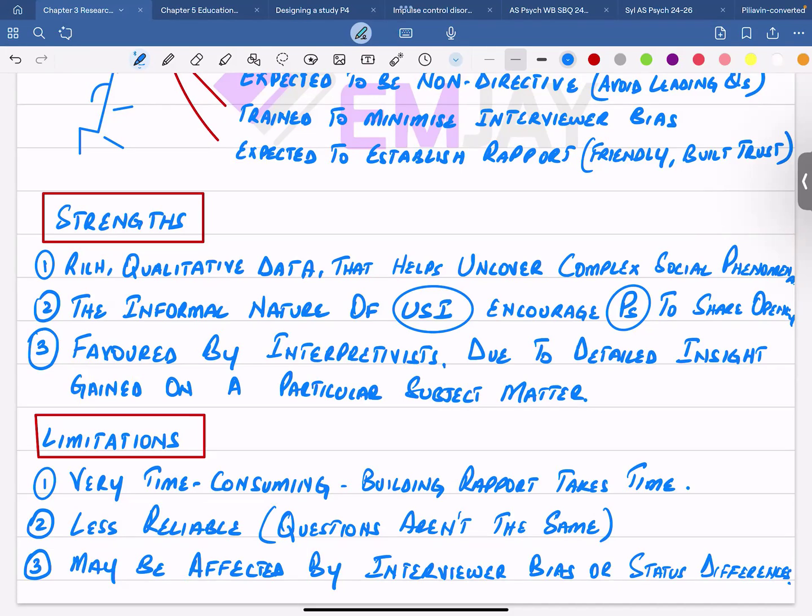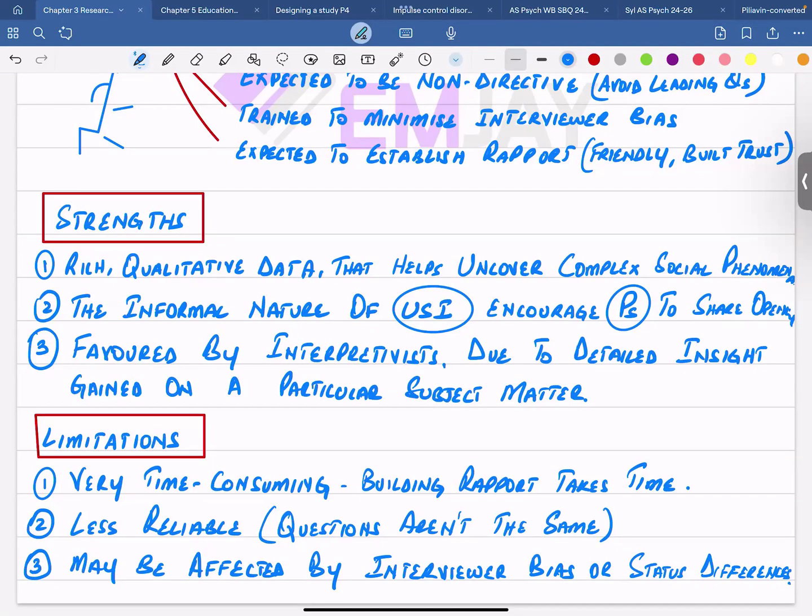Now, for instance, there was a study that was conducted by Smith et al. in the year 1988. This study was about the family background of homeless young people, and the in-depth information received from this research was perhaps only possible because of the very informal nature of this type of interview. Again, this example goes in line with the second strength that we have written down over here, that says the informal nature of unstructured interviews encourages participants to share openly.